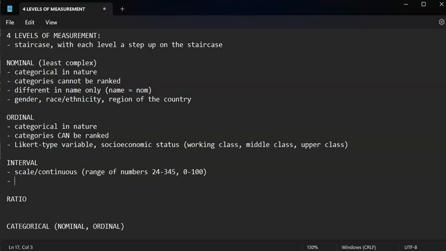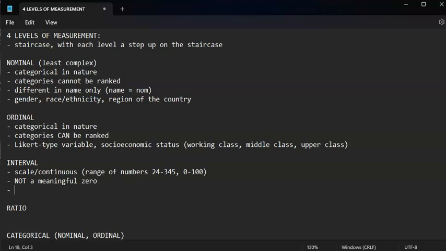But there is, in an interval variable, not a meaningful 0. A really common one for this is temperature. So think of degrees Fahrenheit. If there is 0 degrees Fahrenheit, that does not mean an absence of heat or an absence of temperature. There's still a temperature associated with it. It's just pretty cold. So a meaningful 0 means that 0 equals absence of something.